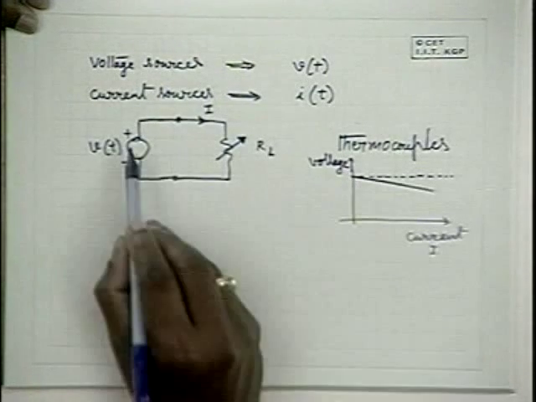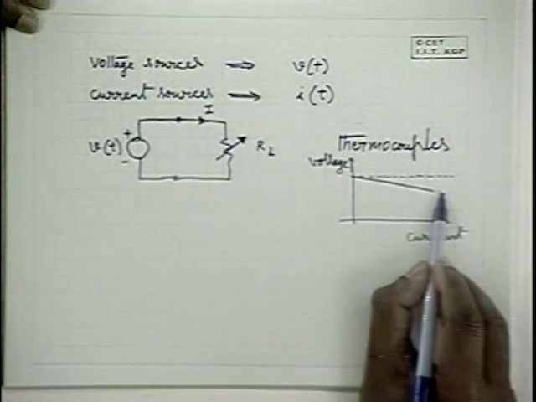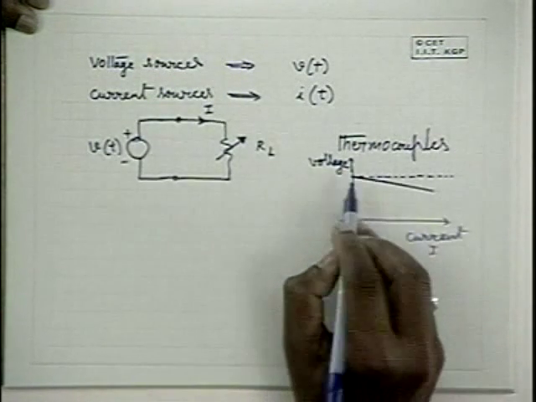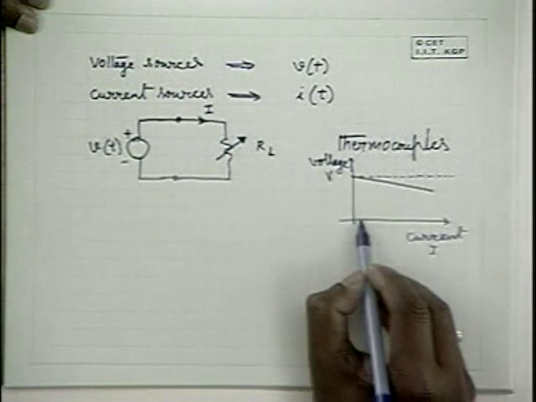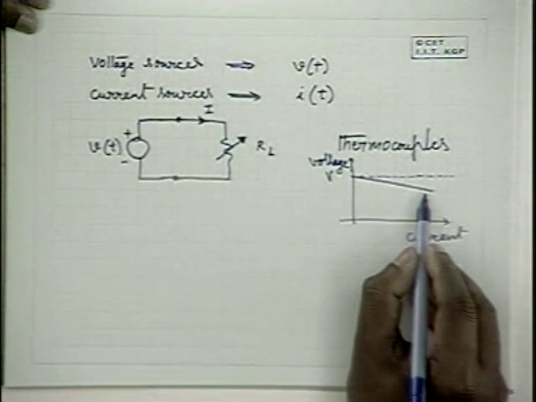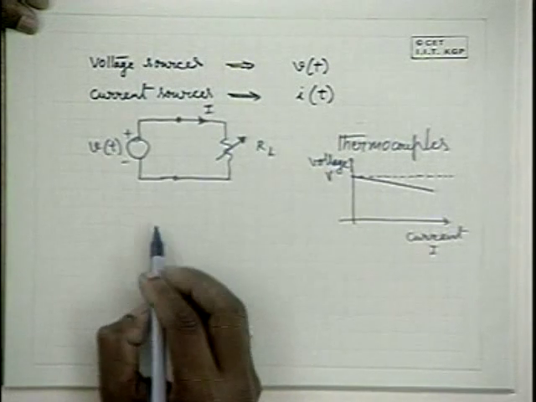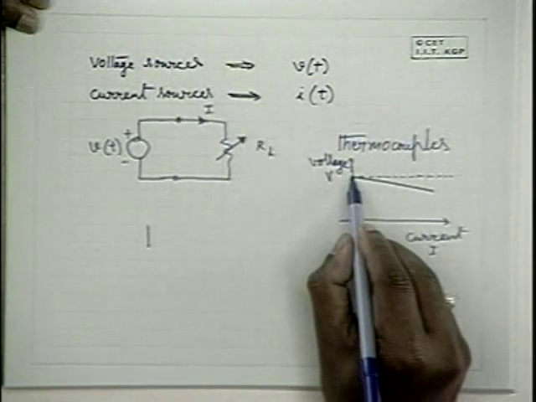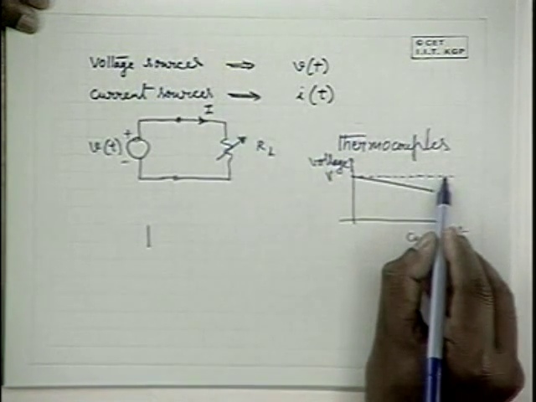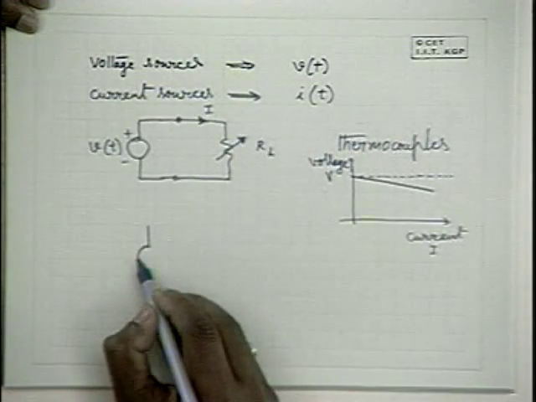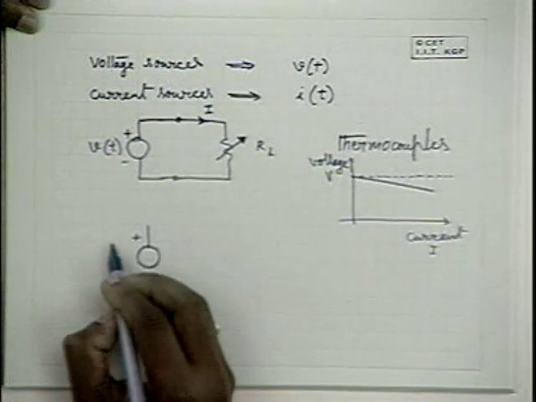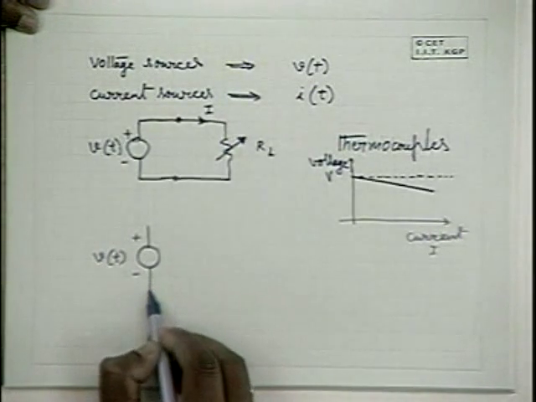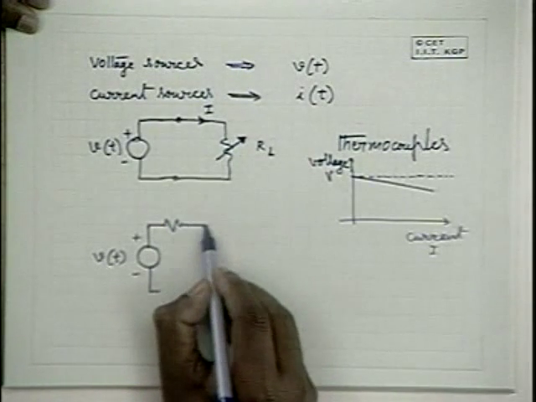So the voltage of the voltage source is governed by this kind of an equation. When current is 0, it is V, and when current is high, it falls to some extent. If it is an ideal voltage source, the voltage should remain constant, like this. Hence, such practical voltage sources can be represented by an ideal voltage source in series with some source resistance.